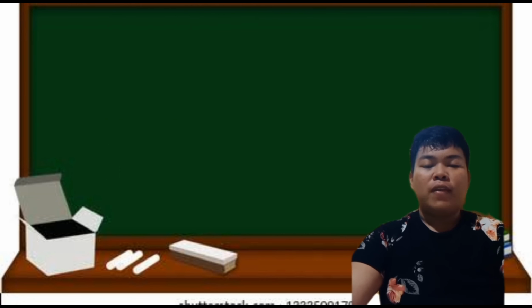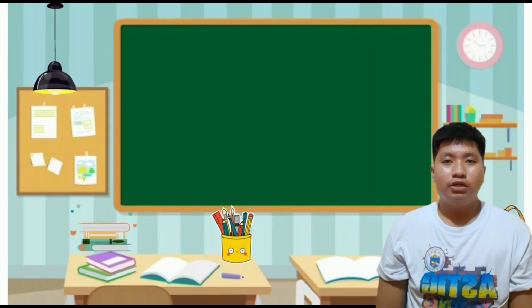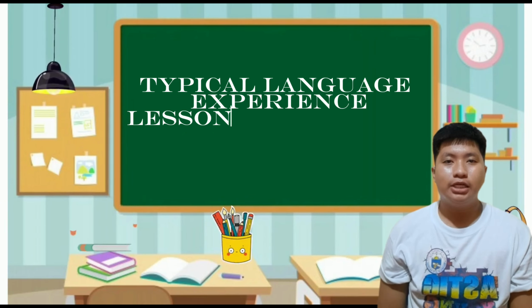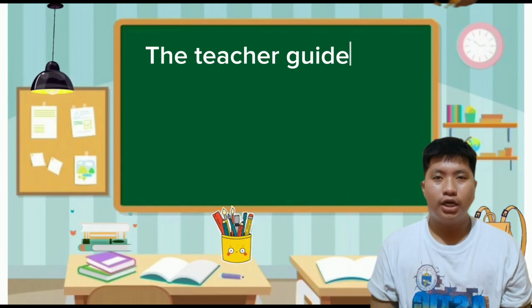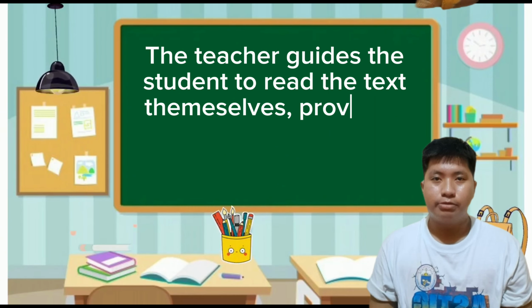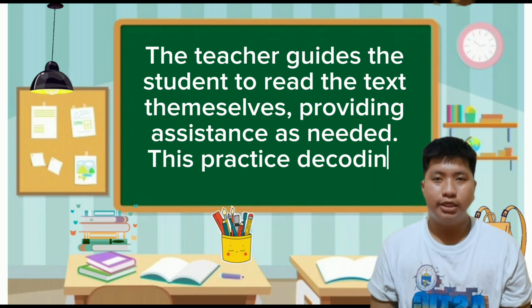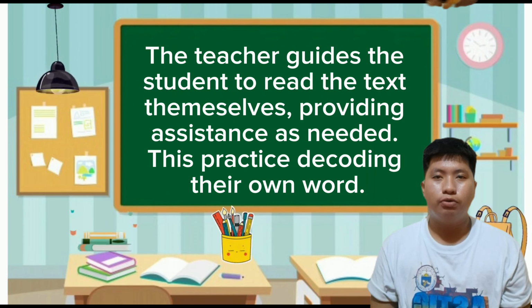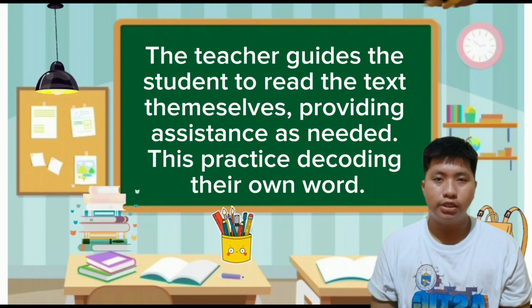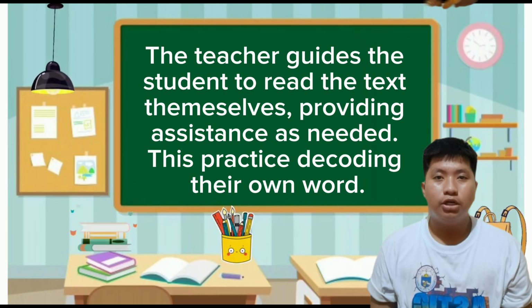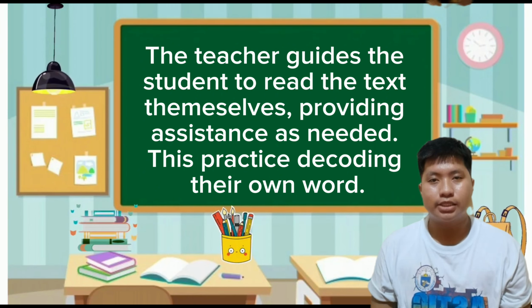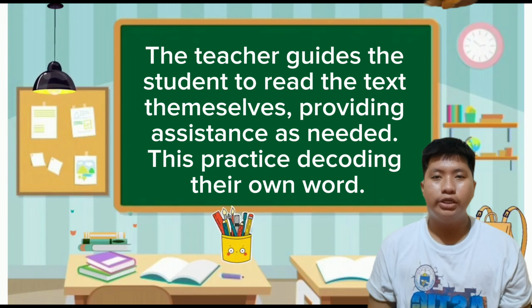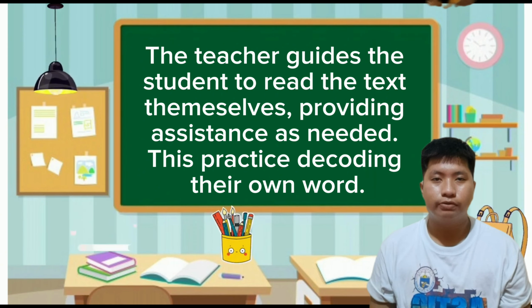So this is the continuation of a typical language experience lesson. Let's continue to the fourth step. The teacher guides the students to read the text themselves, providing assistance as needed. This practices decoding their own words. So in this step, the teacher may guide the learners so that the students become independent. The teacher should also allow the students to read at their own pace. The teacher should assess and teach the students on how to do storytelling using their own words.